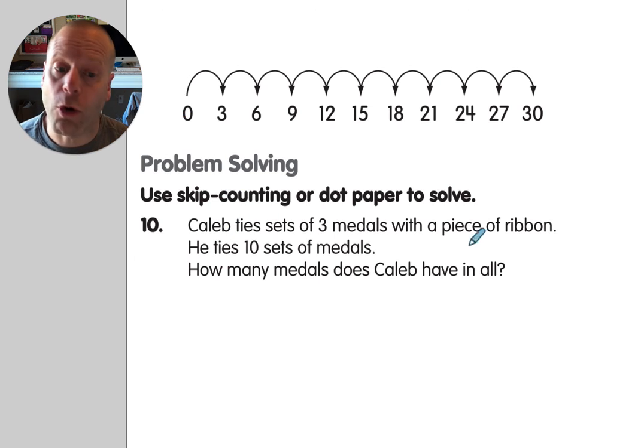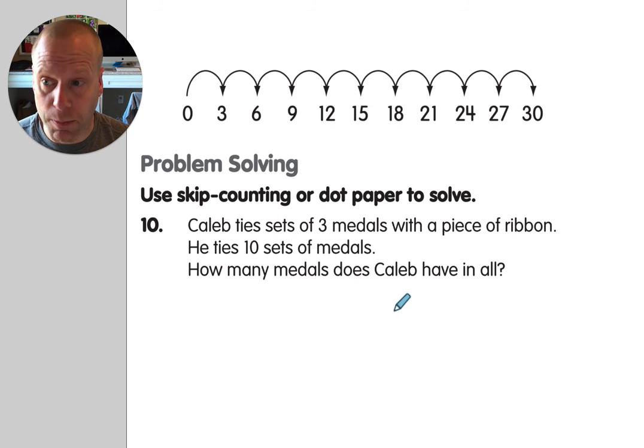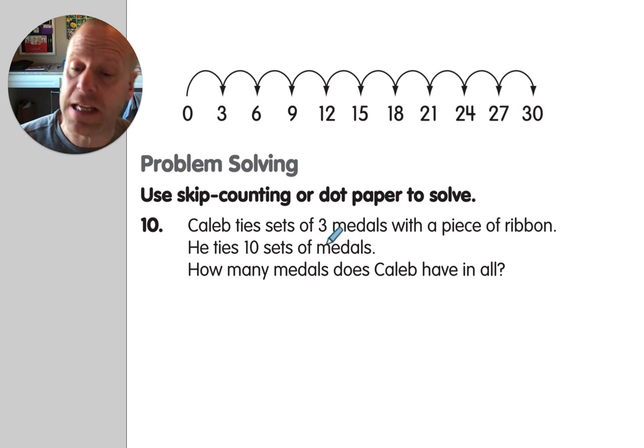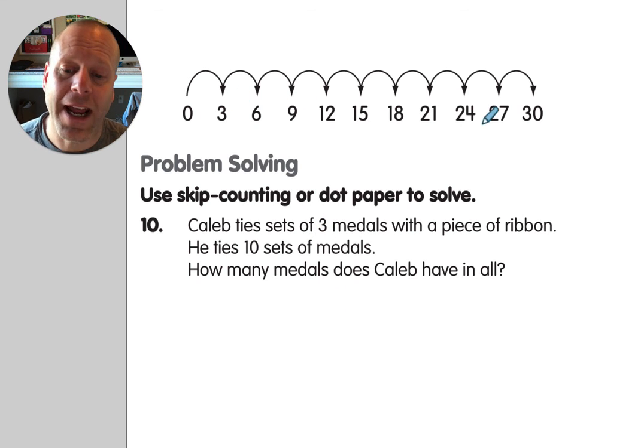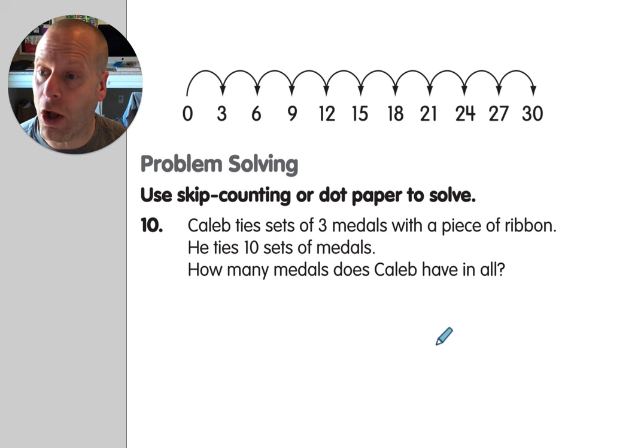Here, there's a story problem. So multiplying, skip counting like this does help you solve problems. Caleb ties sets of 3 medals with a ribbon. So he's making these kind of cool medals. He needs 10 necklaces or 10 sets of these medals. So he needs 10 of the 3's. Here's a number line to help you. How many medals does he use in all to make these necklaces?